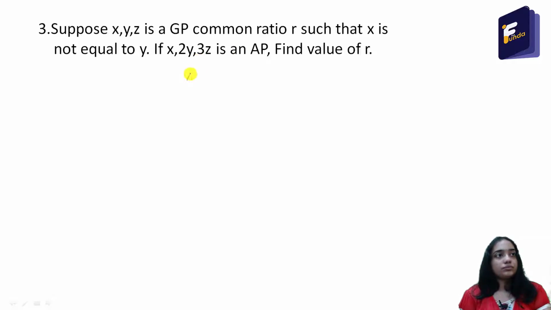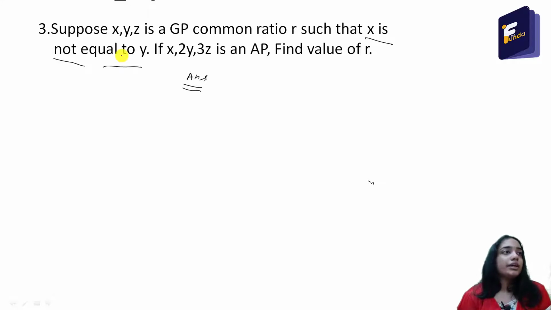Okay. So the answer is, suppose X, Y, Z is a GP and the common ratio is R such that X is not equal to Y. So first let us just forget this line that X is not equal to Y, because we don't know what X and Y are. So first let us not look at this. So what is the condition? That X, Y, Z are in GP.